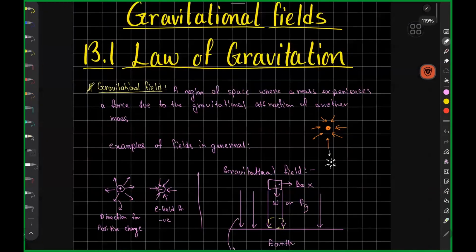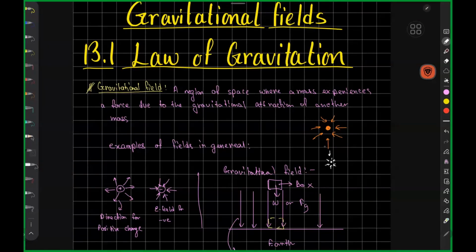So coming back to the definition, what is it? It's a region of space where a mass experiences a force due to the gravitational attraction of another mass. So I am a mass which feels a force due to the gravitational attraction of this mighty object, this piece of mass. So due to the gravitational field of this object, I feel a force, right? I feel a force because there's a gravitational field of this object.